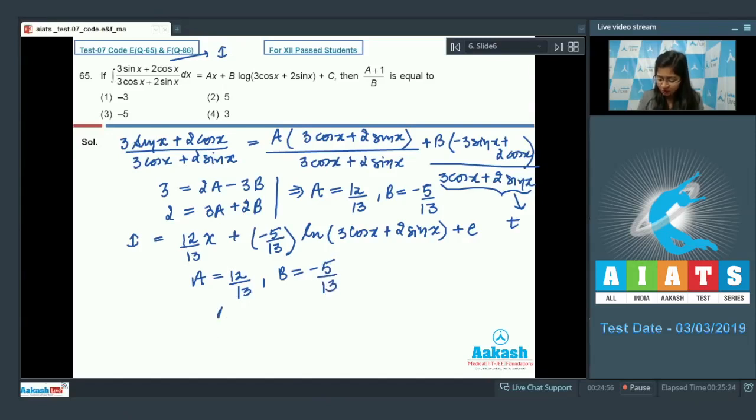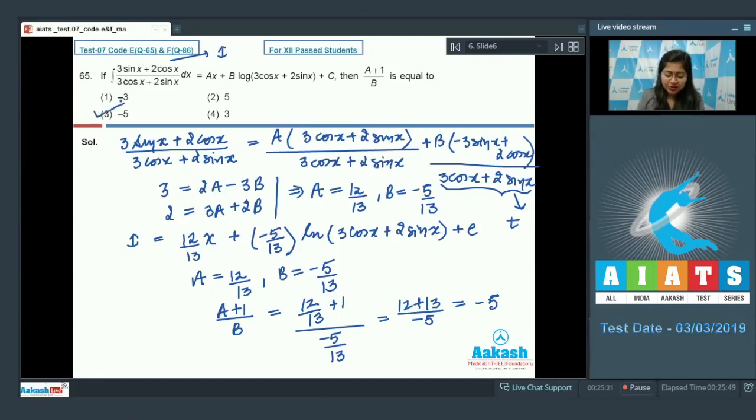So we can say that the value of a plus 1 upon b will be equal to 12 upon 13 plus 1 upon (minus 5 upon 13). Multiplying and dividing by 13, we will get (12 plus 13) upon minus 5, that will be equal to 25 upon minus 5, that is equal to minus 5. So from the given options, we can see that option 3 is the correct answer.